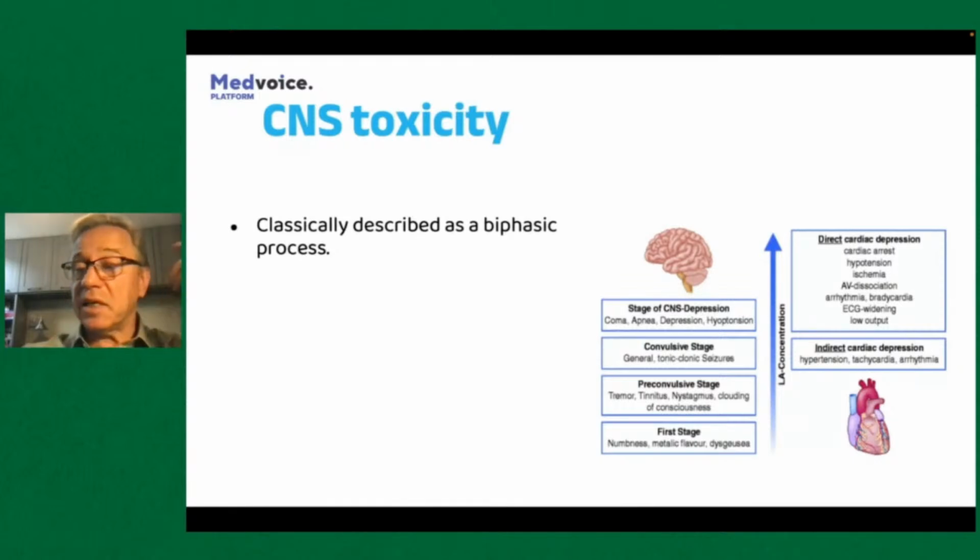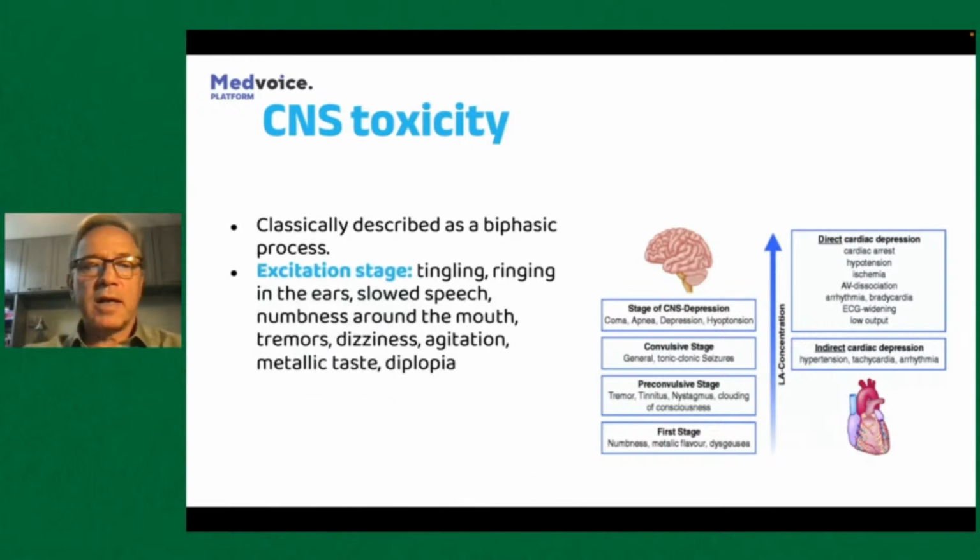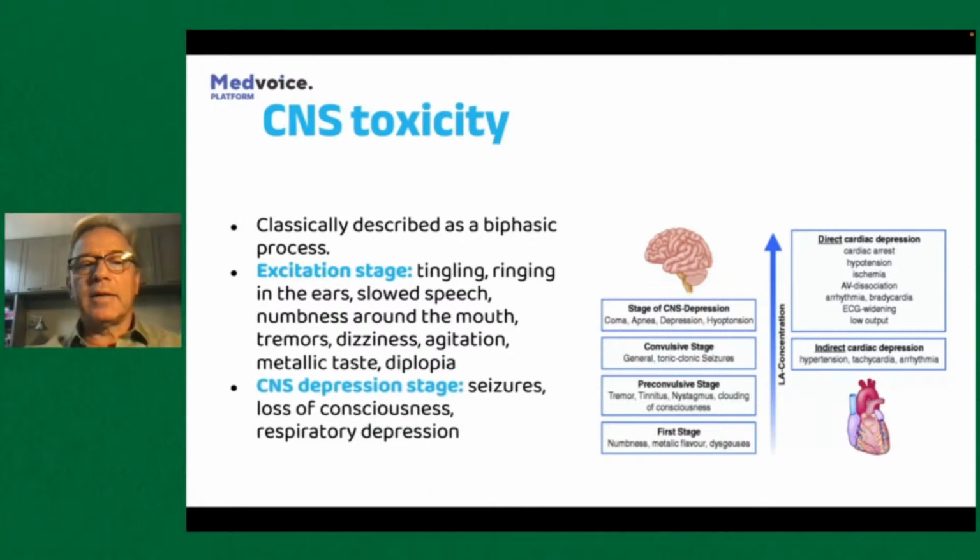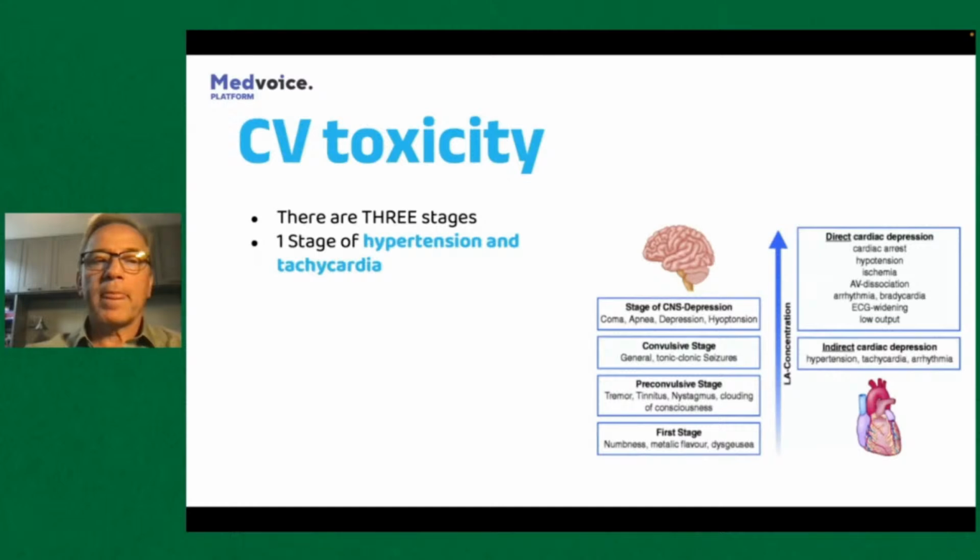CNS toxicity is classically described as a biphasic process. The excitation stage starts with tingling, circumoral numbness, ringing in the ears, slower speech, tremors, dizziness, agitation, metallic taste, diplopia, all these sorts of things. And then the CNS depression stage happens with seizures, loss of consciousness, and respiratory depression.